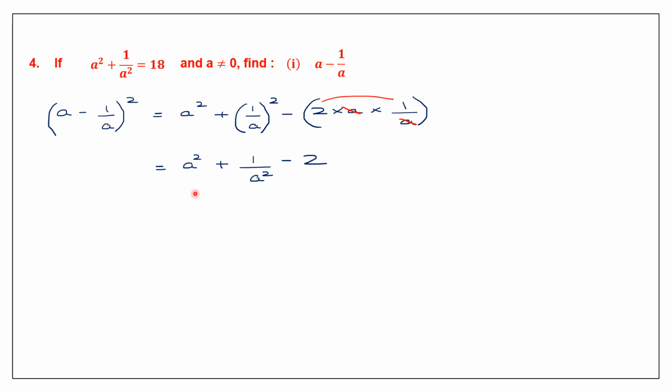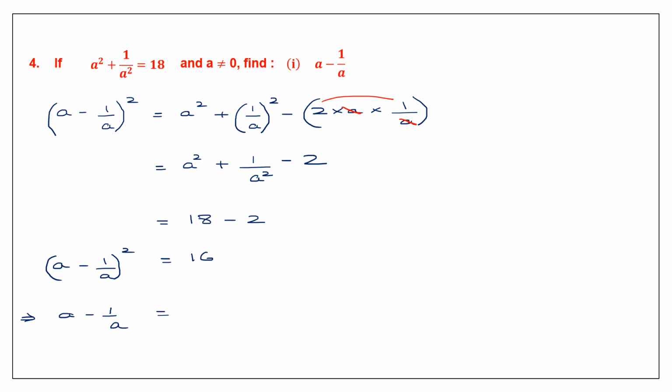Now here we have a square plus 1 by a square minus 2. Now this can be substituted with the value given in the question. A square plus 1 by a square is 18. So instead of this we can write 18. So here we have 18 minus 2. So we have found the value of (a minus 1 by a) the whole square, and that is 18 minus 2, which is 16.